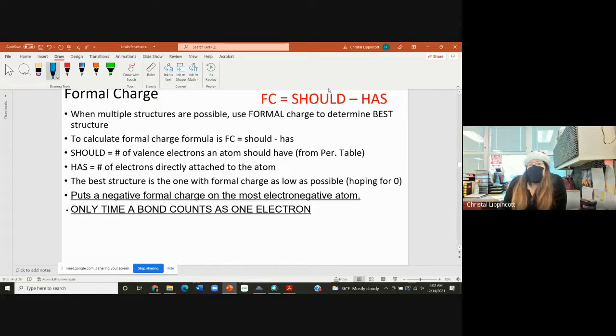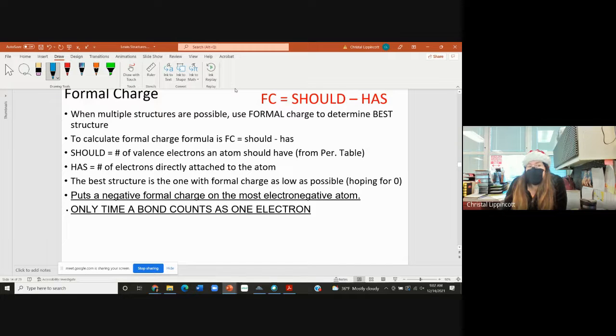All right. Formal charge. Now, if you go onto YouTube, there's a bunch of different ways that you can do formal charge. There's very, very complicated ways, and that's typically the way most people teach it. But the way I teach it, it's very easy, I think. It comes down to something called should minus has. When multiple structures are possible, we're going to use formal charge to determine which one is best. We're going to calculate formal charge using should minus has.